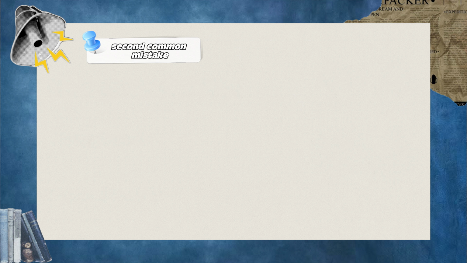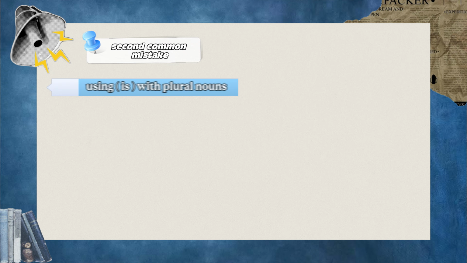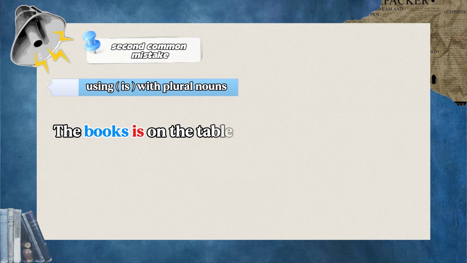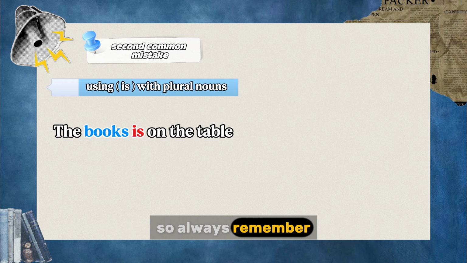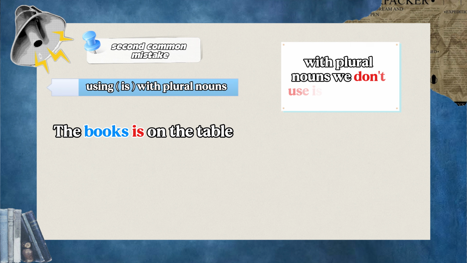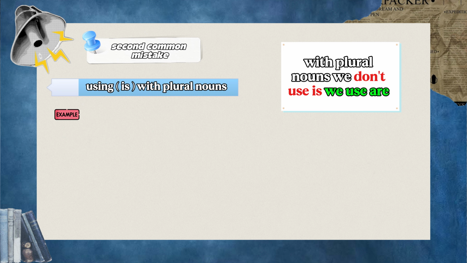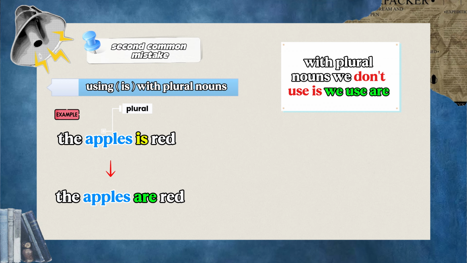The common mistake number 2 is using is with plural nouns. For example, the books is on the table. Books, this is plural, so we need to use are. So always remember, with plural nouns, we don't use is, we use are. I will give you one more example sentence. The apples is red. Apples is plural, so we should say the apples are red.